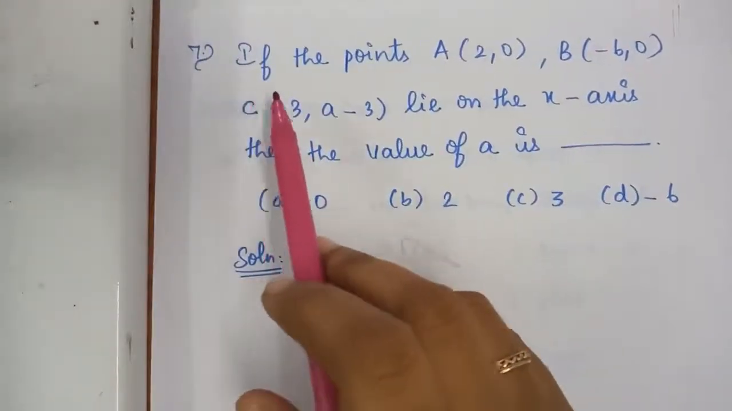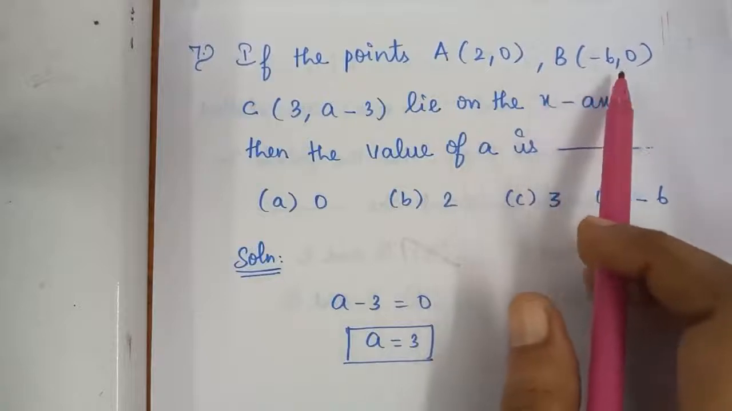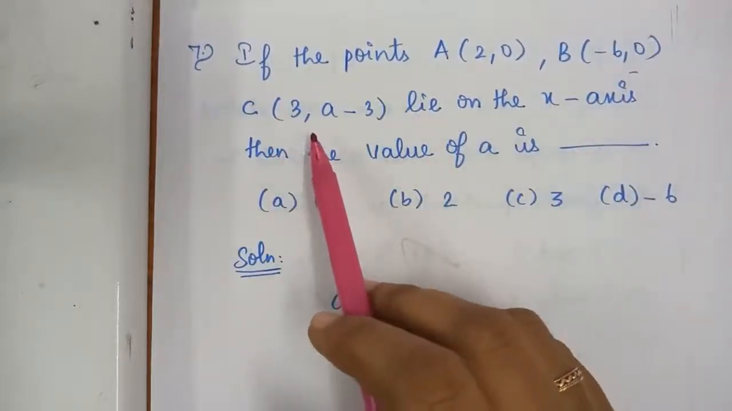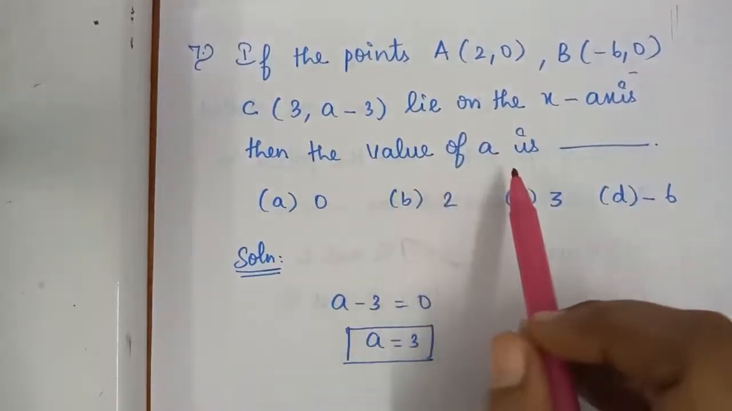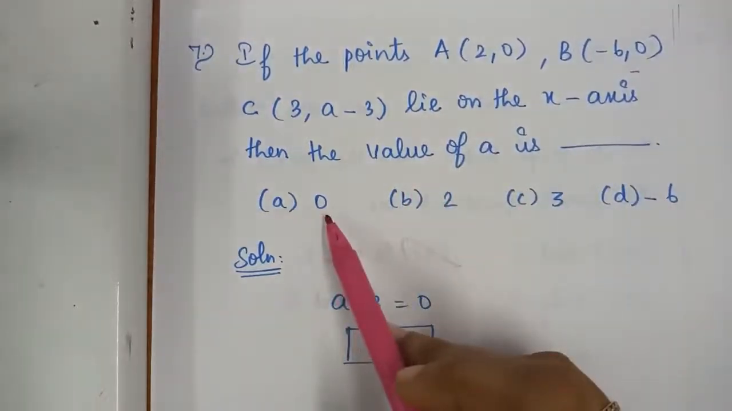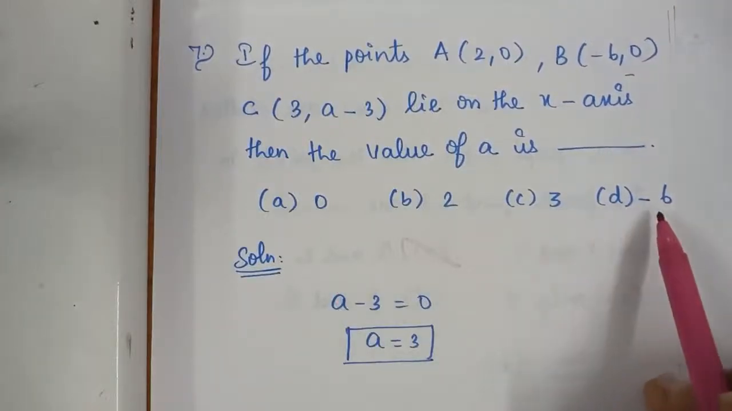Question number 7 in exercise 5.6. If the points A of 2, 0, B of minus 6, 0, C of 3, a minus 3 lie on the x-axis, then the value of a is dash. Option A 0, option B 2, option C 3 and option D minus 6.